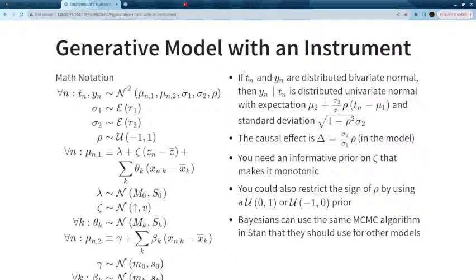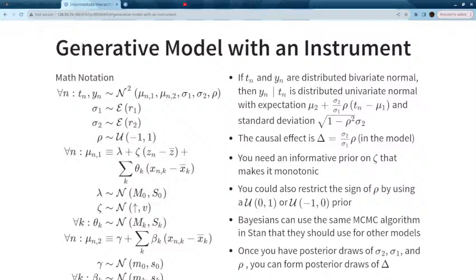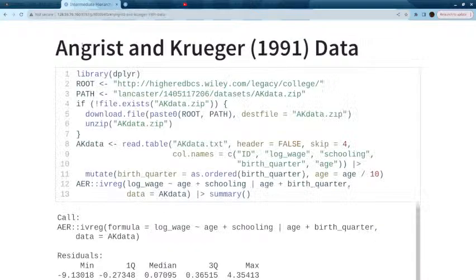Like I was saying, two-stage least squares is not super complicated, but it's more complicated than least squares. You have to learn a different estimator in order to do this thing. Whereas with Bayesian stuff, Stan, MCMC, we just kind of do our thing, follow the generative model. And then once you have posterior draws of these three things, you can combine them together and you get a posterior distribution of delta, the causal effect that you are trying to estimate.